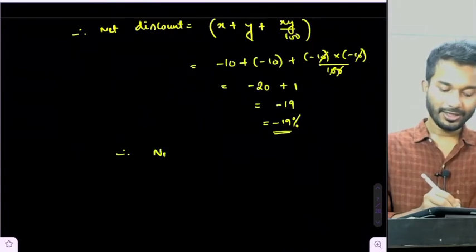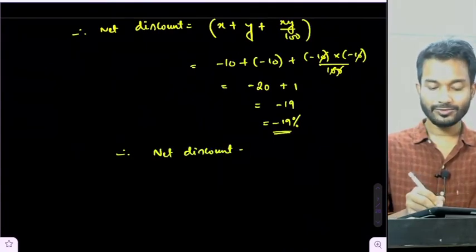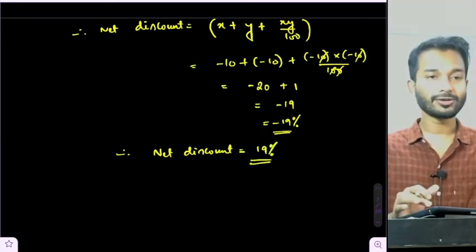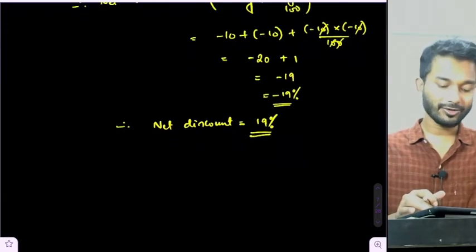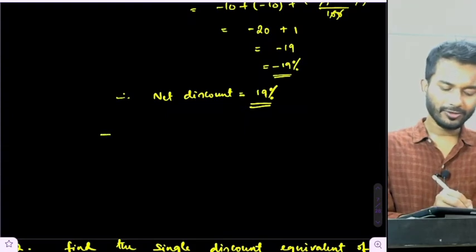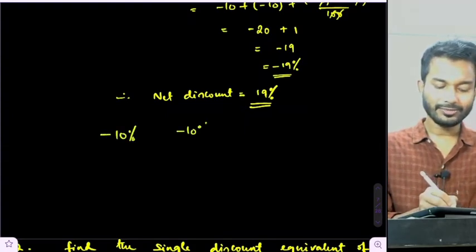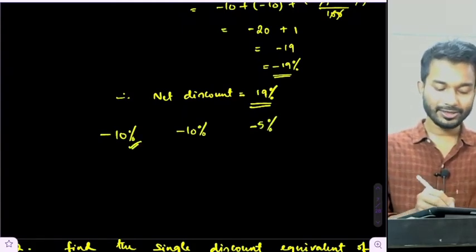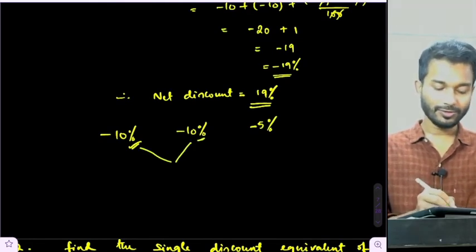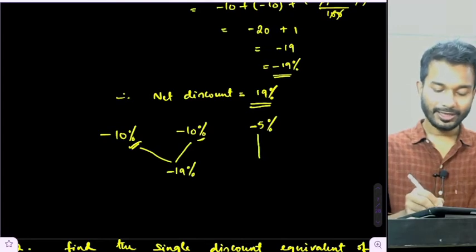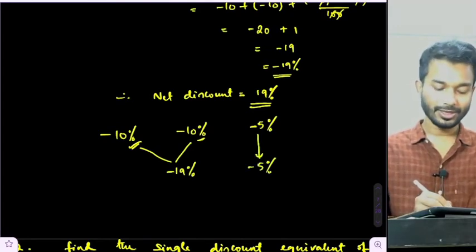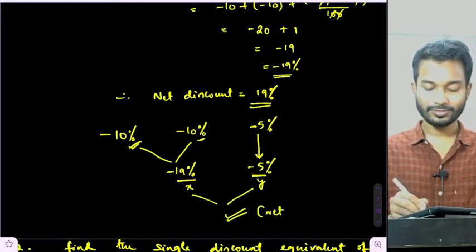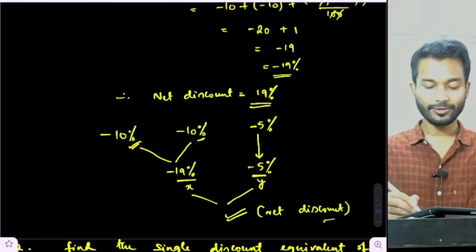Therefore, we'll say that we are offering a discount of 19%. So this is the concept of successive discount. Suppose three discounts are given, then what will we do? Suppose the shopkeeper offers a discount of 10%, again 10%, again 5%. In such cases, this is our X, this is our Y. We'll solve these two first. When you solve these two, we get 19%. Then we'll solve 19% and 5%. Now this is my X, this is my Y. Whatever answer comes, that is our net discount. I hope you have understood the problem.